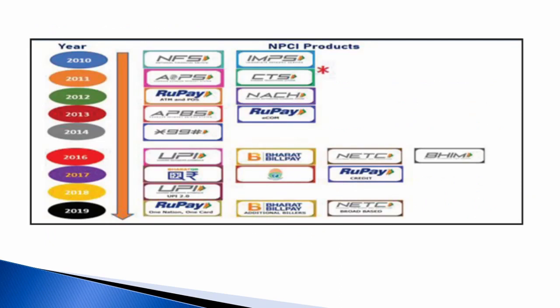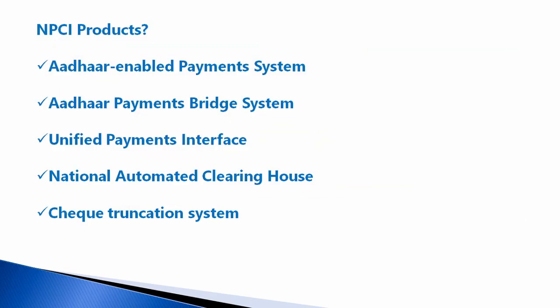You can see the NPCI products: CTS, NACH, RuPay, UPI, Bharat Pay, all products are under NPCI. NPCI products: Aadhaar Enabled Payment System, Aadhaar Payments Bridge System, Unified Payments Interface, National Automated Clearing House, Cheque Truncation System. All these come under NPCI.